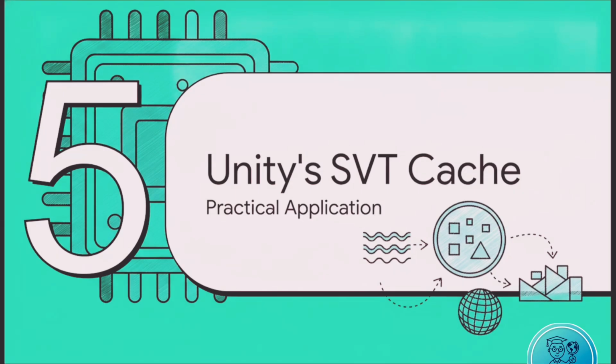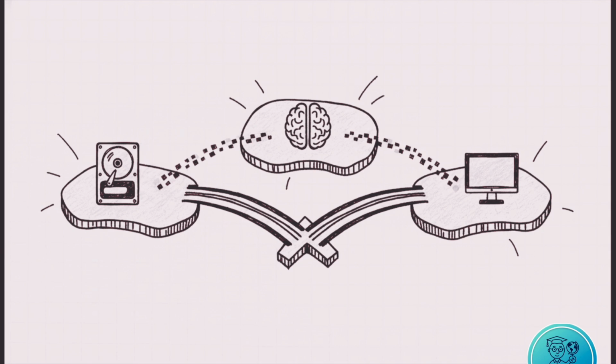Section 5. Unity's Virtual Texturing Cache. Shifting from the macro to a more micro-level example of how developers fight these bottlenecks today, the Unity manual details a brilliant practical application called Streaming Virtual Texturing, or SVT, cache management. This is just a perfect illustration of active cache management, successfully bridging the disk, the CPU, and the GPU to handle massive textures without grinding the whole system to a halt.